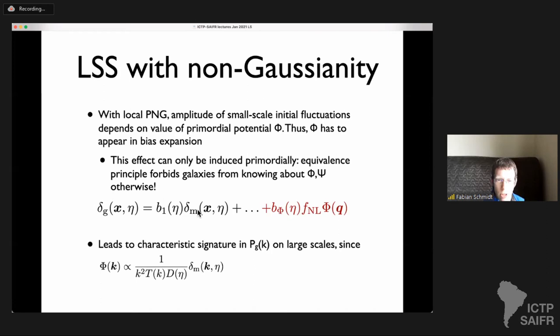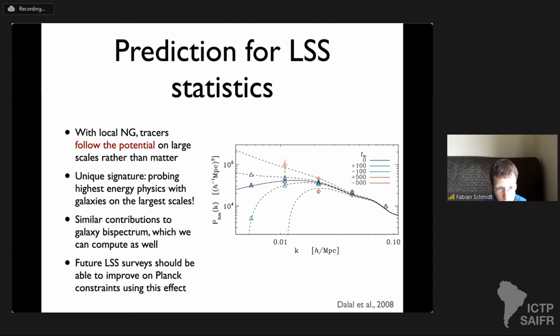So the way it looks is like this. This is the plot showing the power spectrum of some halo sample. The solid line shows the case without f_NL, and that's just b_1 squared times the linear power spectrum. And now if you have f_NL, then you can see a huge increase or suppression, depending on the sign, of clustering on large scales.